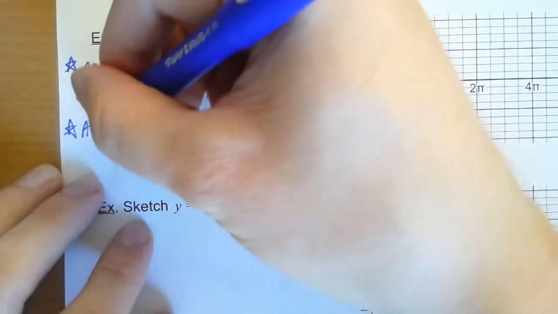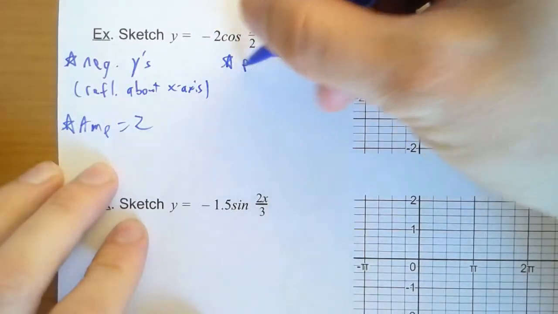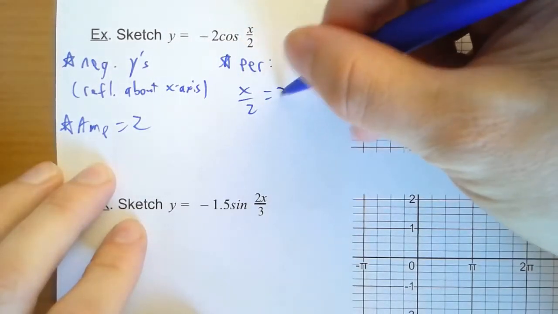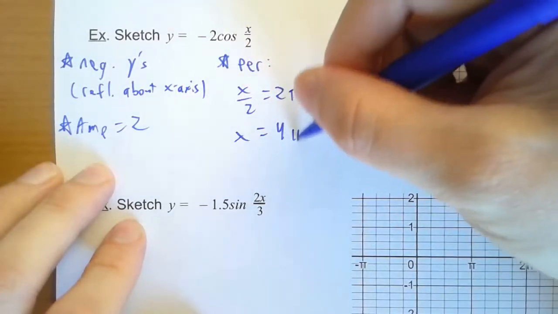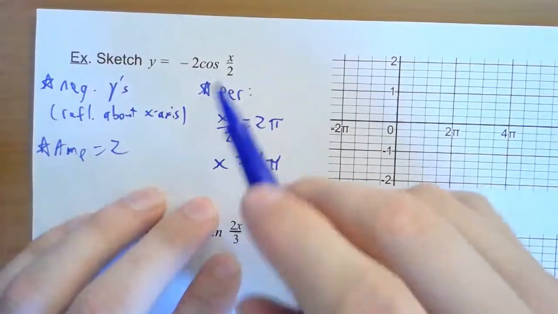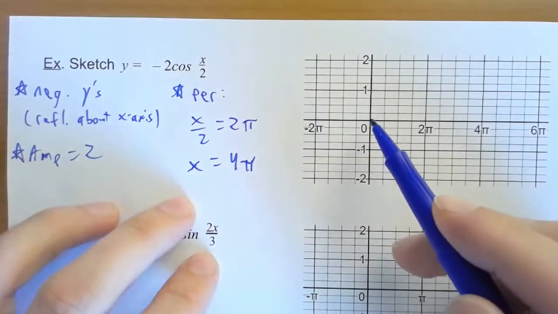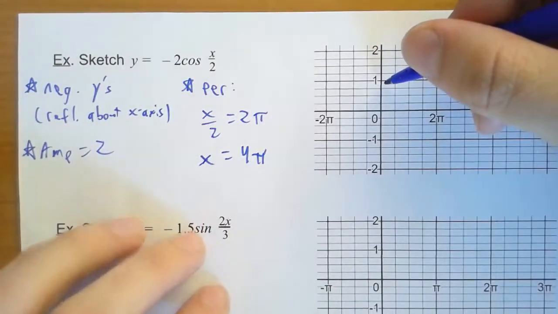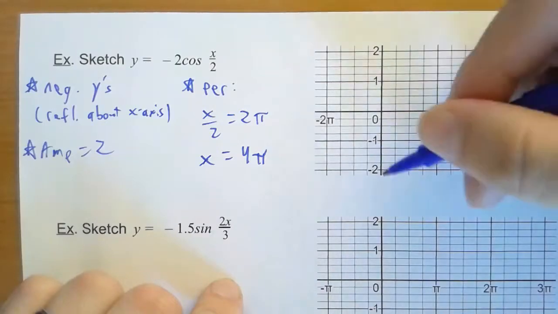Now we've got an amplitude of 2. And then for our period, we're going to take x over 2 and set it equal to 2 pi, multiply both sides by 2, and now our period is 4 pi. Okay? All right, now this is a cosine graph. So the cosine graph is not going to start at 0, 0. Cosine normally starts at 1, but now it's a little bit different. Instead of bouncing between -1 and 1, it's going to bounce between 2 and -2.